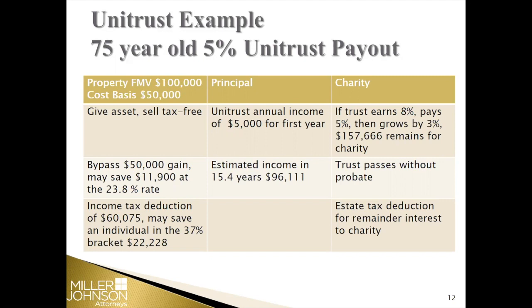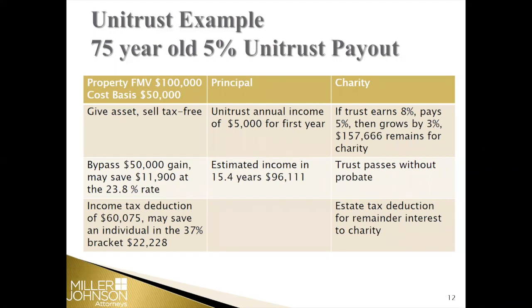And again, if you wanted to do a 2-life CRUT, you can do that with a husband and wife. And so say the husband passes away, that wife would continue to receive the Unitrust income for the remainder of her life. Now, in a 2-life example, the deduction would be lower because you have 2 life expectancies, and so that deduction would be a little bit lower depending on the age of the second spouse.